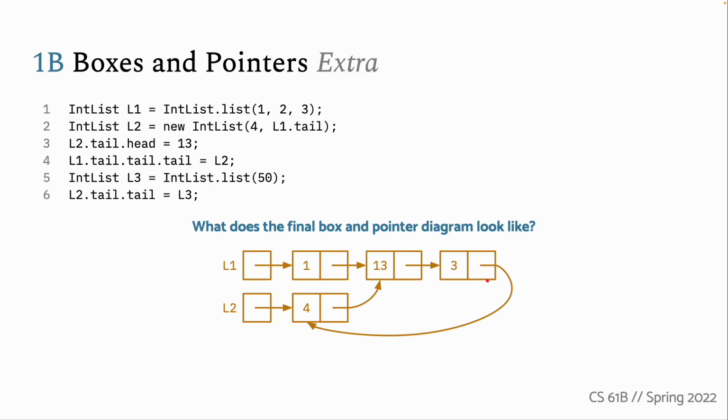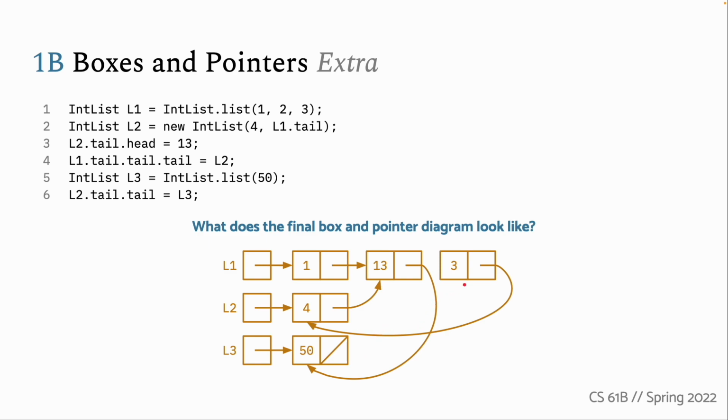And then now we're going to create a new int list L3. So this one is just 50, just like that. And then once we're done there, we are going to do L2.tail.tail equals L3. So L2 is this field, L2.tail is this field, L2.tail.tail is this field, and we're going to point that field at whatever this field is currently pointing at. So that's this 50 right here. We're going to be moving our pointer down here.